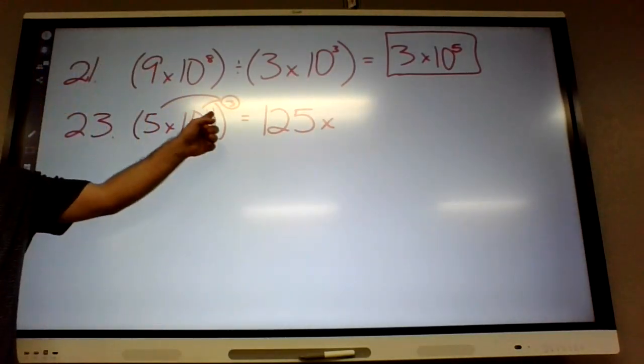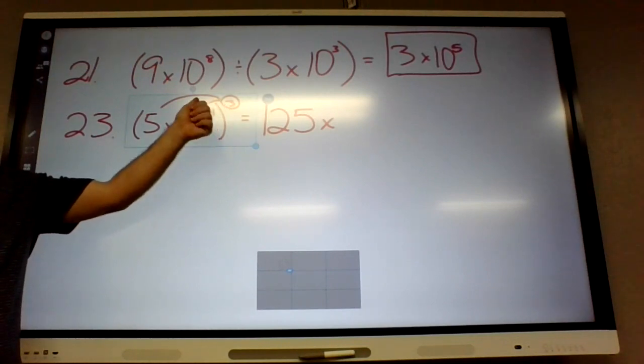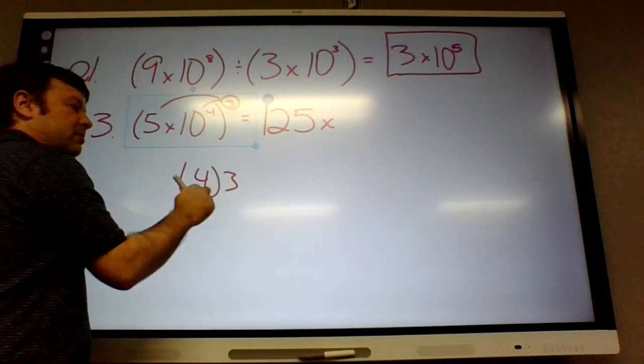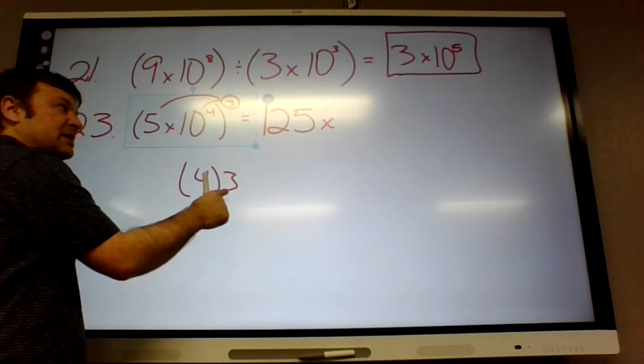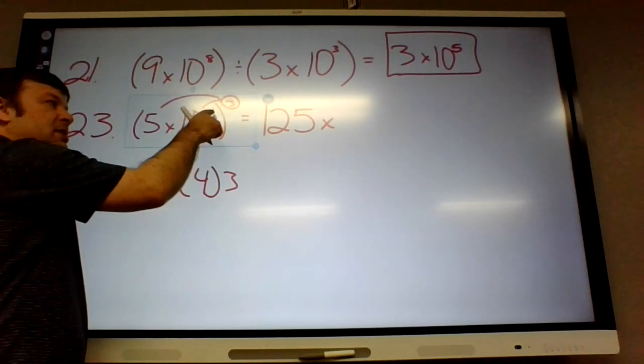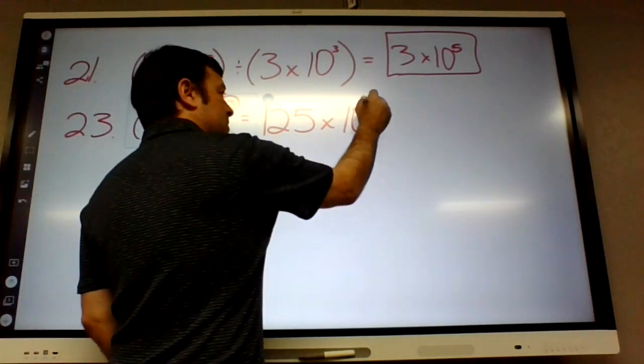Bo, what do you think we'll do with these exponents here? Nope. If it's a power to a power, what's it normally mean when you have numbers next to each other in parentheses? Multiply. And that's what it is with these powers too. So this will actually be 10 to the 12.